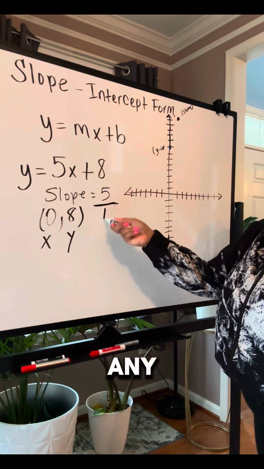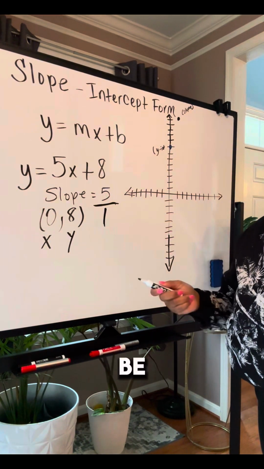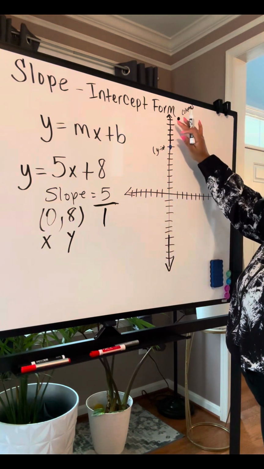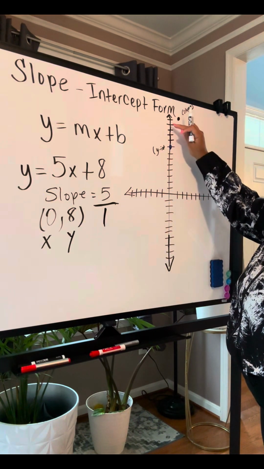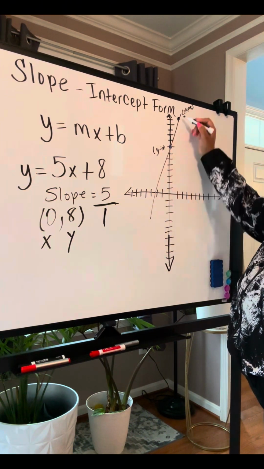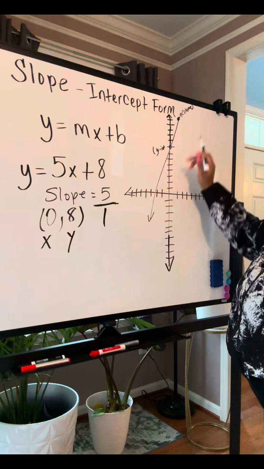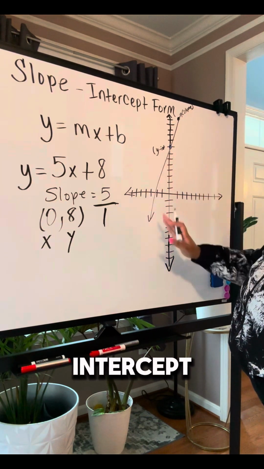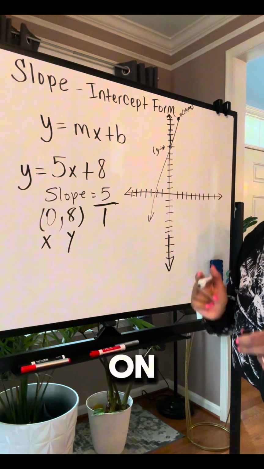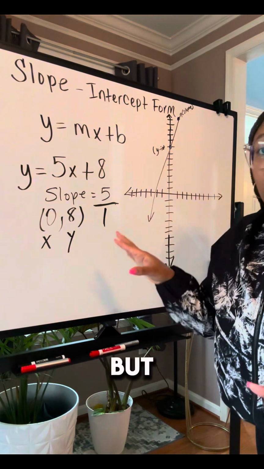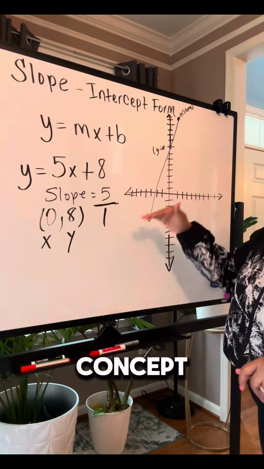So remember, any number as a whole number can be written as a fraction by simply putting it over 1. I can do my slope, go up 5, 1, 2, 3, 4, 5 over 1. And then I'm connecting those dots. So here's my slope, I'm showing my slope from my y-intercept, and this is how I would graph this on graph paper, okay? Now, mine's a little janky, but understand the concept, okay?